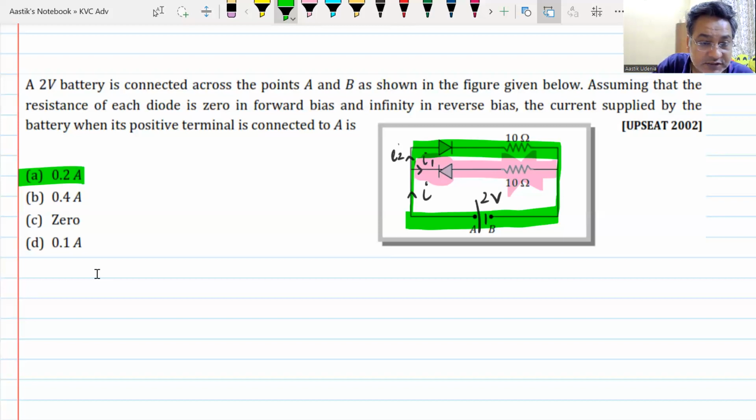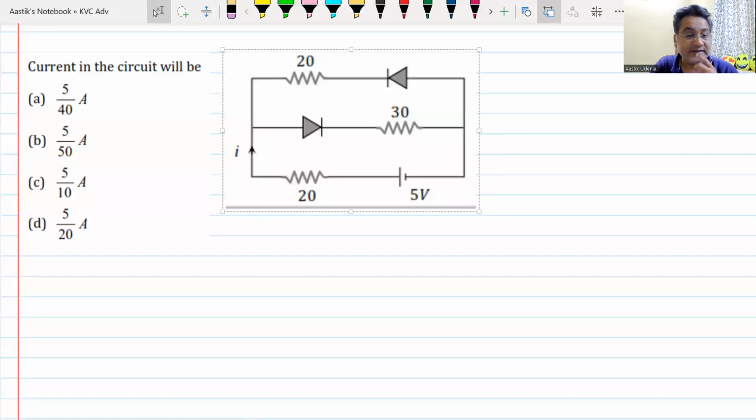There is one more question. Remember, one of these questions, maybe with the same data, will appear in your exam. Don't be surprised. Only simple questions appear from this particular chapter. This is the next question. Current in the circuit is how much?